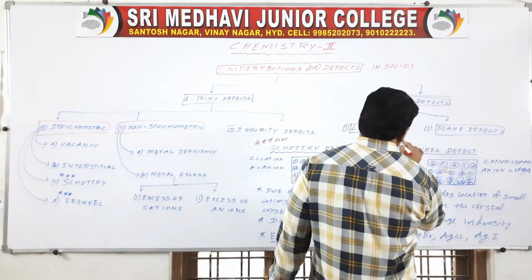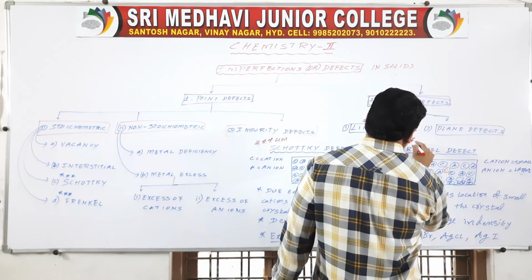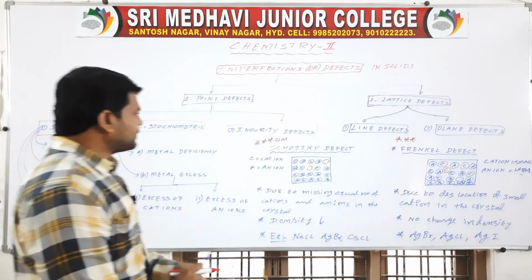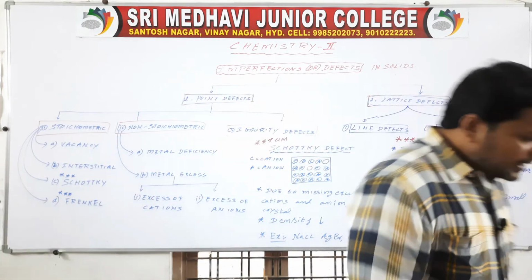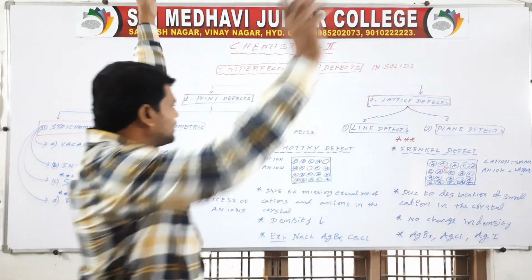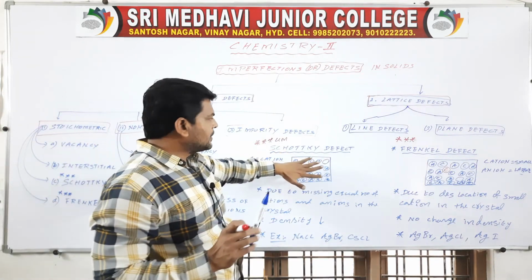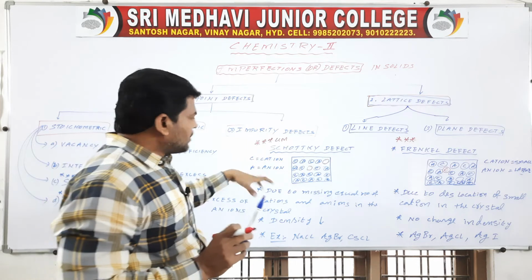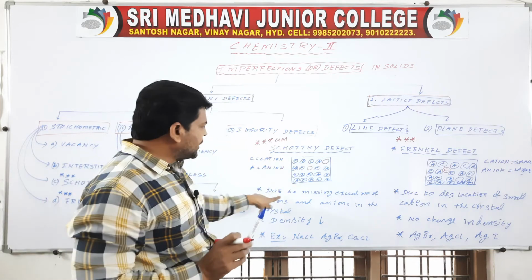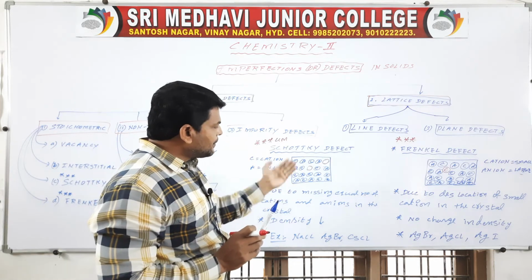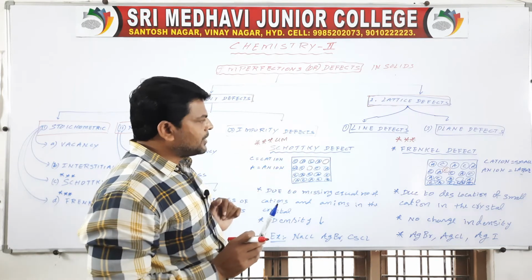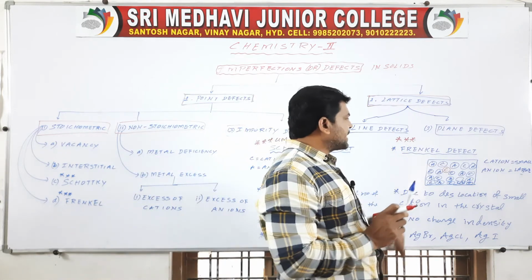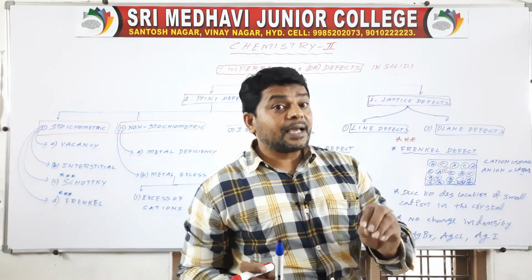It is also important for 4 marks. This is a Schottky defect and this is a Frenkel defect. What is the Schottky defect also called? How is the Schottky defect formed? Due to missing of equal number of cations and anions in the crystal, a Schottky defect is formed.